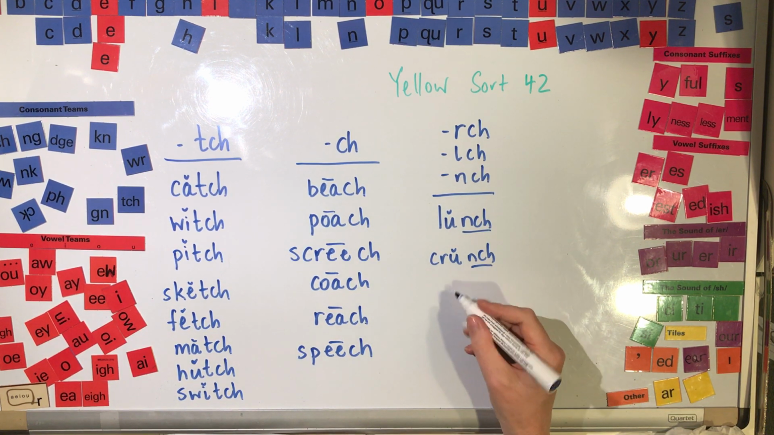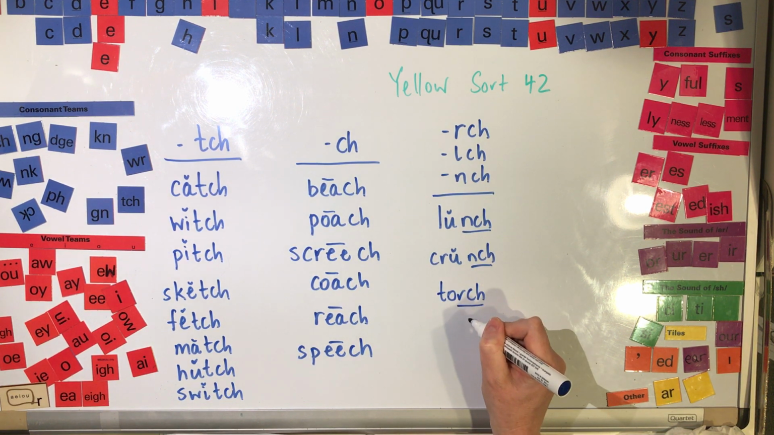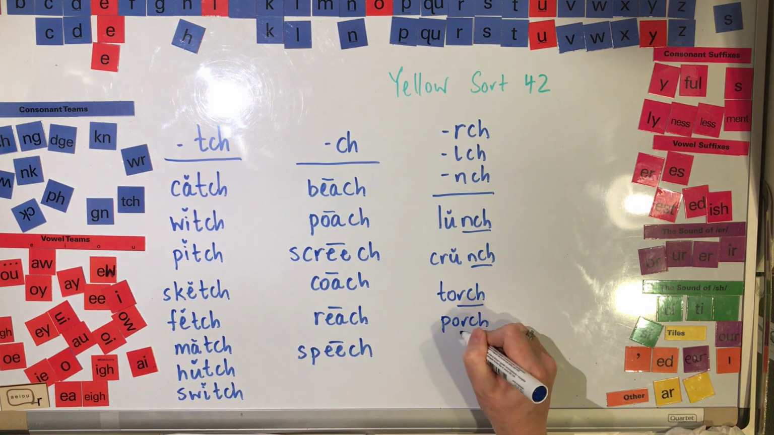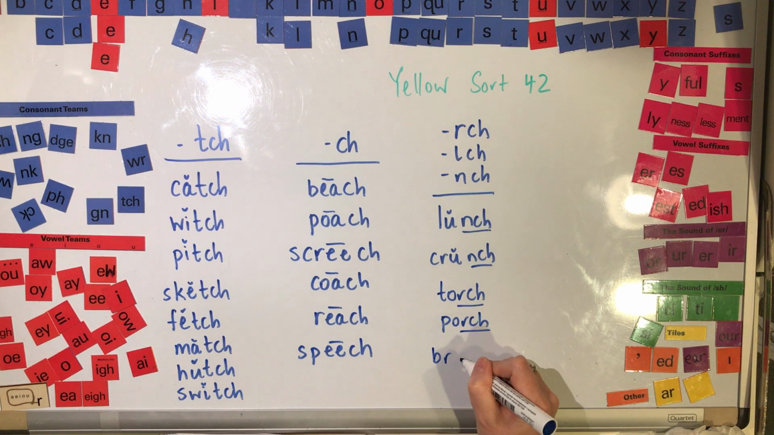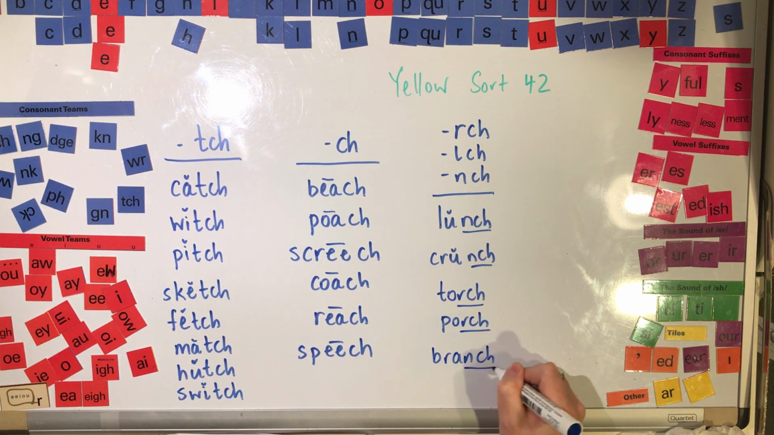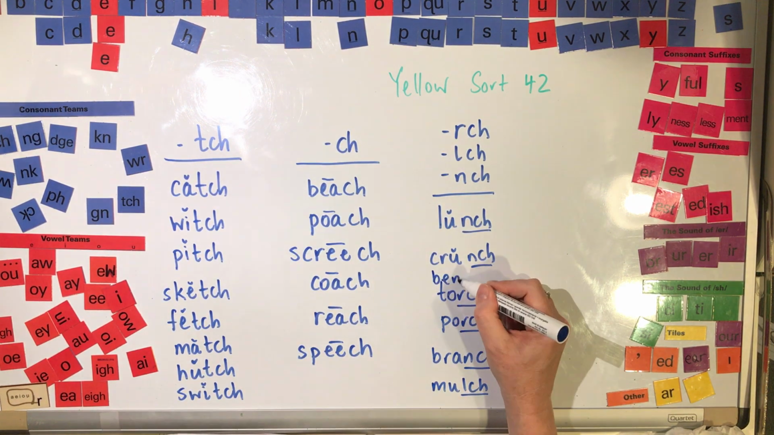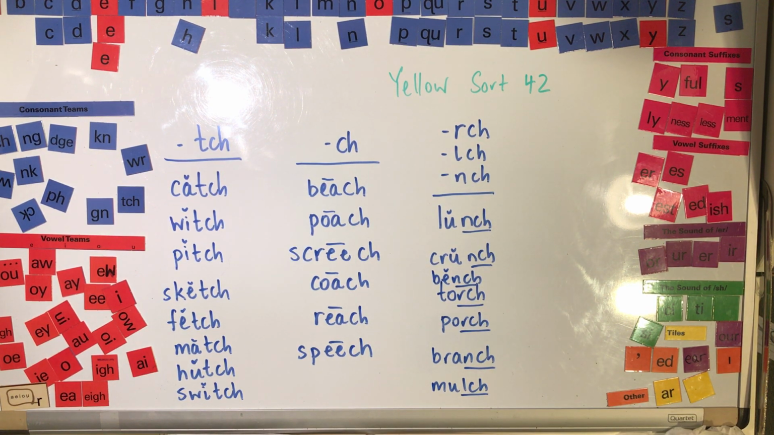Okay, so we've got lunch, crunch, we've got torch, RCH, we've got porch, like the front porch. We usually say veranda. In America, I think they say porch. Crunch, torch, branch, branch of the tree. And we've got mulch, put mulch in the garden. That's LCH. And bench. Oh, I forgot bench. I'll squeeze bench in here. Bench, NCH. Okay, so that's pretty much our word sort done.